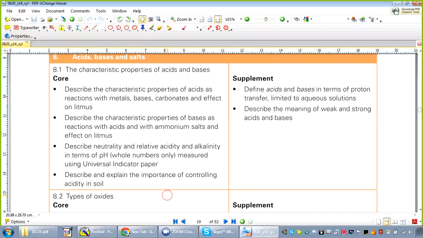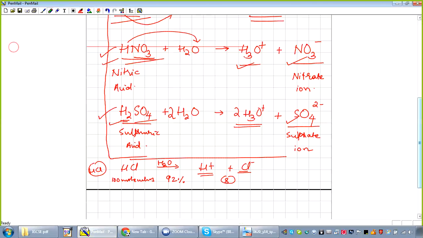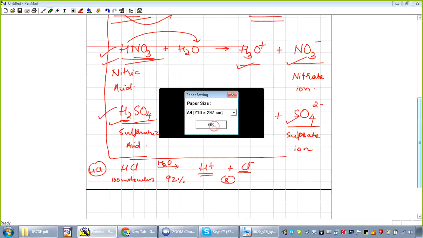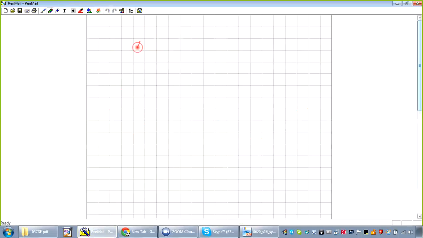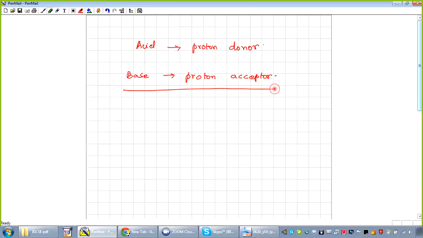Now we are going to go to the next part, that is bases. As we have defined an acid as a proton donor, a base is a substance which is simply a proton acceptor. Okay, that's the definition of a base.